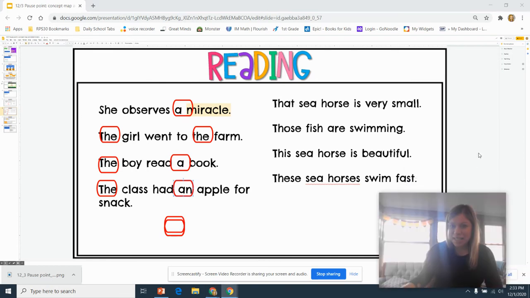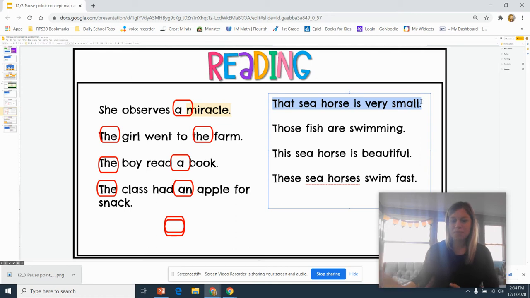Well, these sentences have demonstratives. So remember, these are the ones that tell not just which one, but where are they, the location, and how many. So let's read this first sentence. That seahorse is very small. Do you see a demonstrative? Okay, first we can find our noun. Our noun would be seahorse. That's our thing or our animal. Which seahorse?